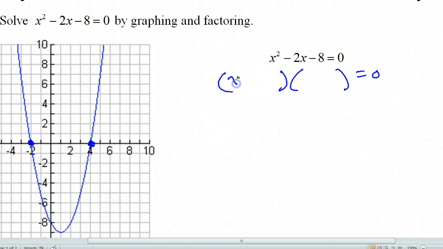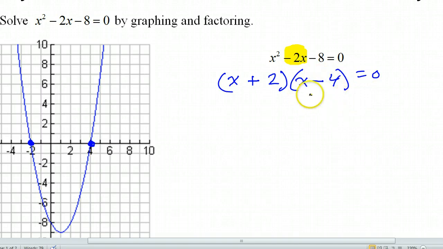X squared could only be x times x. 8 would have to be, for example, 2 times 4. Now, looking at a middle term of -2, the signs would have to be a +2 and a -4 to get the -2. So there I factored it.